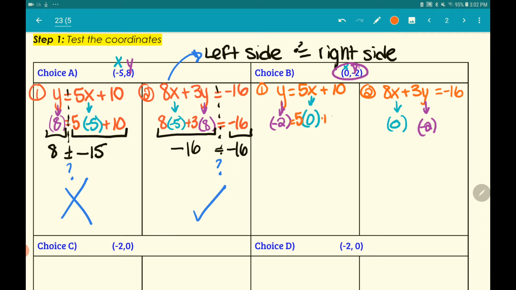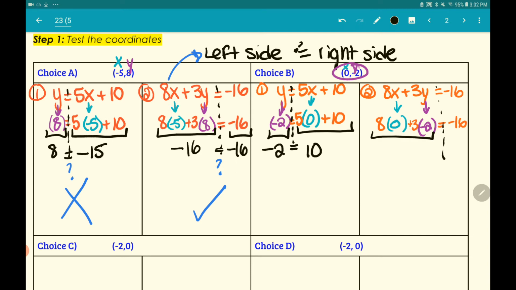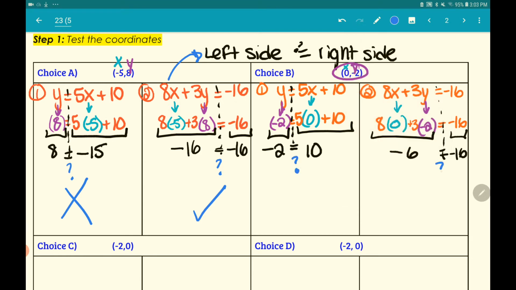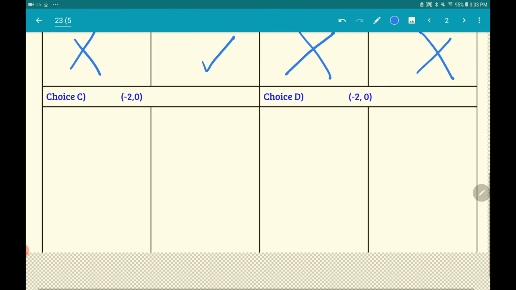All right, we bring everything else down. And let's go ahead and simplify. This side I get negative 2. My right side I get 10. Equation 2, left side I get negative 6. Right side I get negative 16. All right, let's ask ourselves the question, does my left side equal my right side? No. All right, let's keep testing.